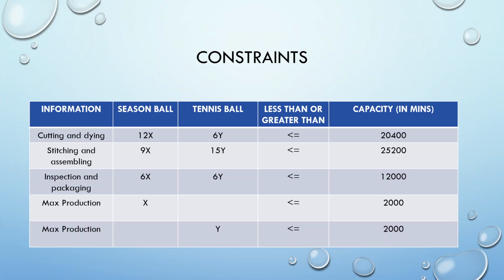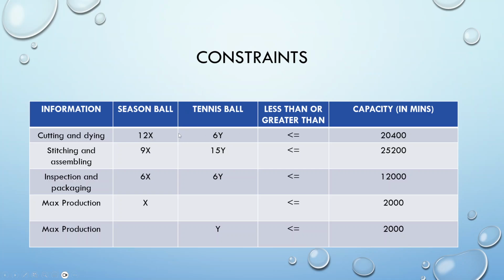Now comes a more important topic, that is constraints. As we have seen all the things, first we need to remember what the capacity is, or what things are available. First, for cutting and dyeing, we have a maximum of 20,400 minutes available. So here you will use a less than or equal to constraint, because a maximum of 20,400 minutes are available. You can use 20,400 minutes. Apart from that, you don't have a single minute.